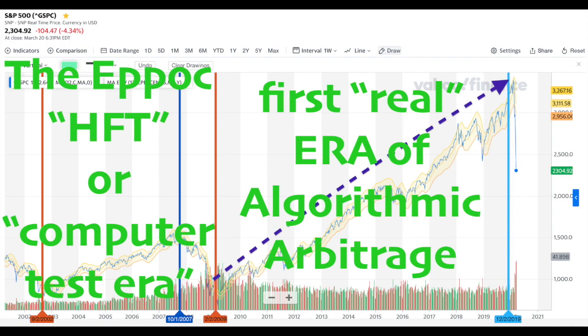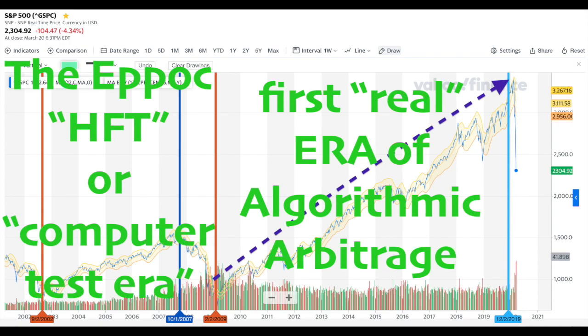I'm calling this first half, up until about 2007 to 2009, the epoch of HFT, or high frequency trading. This is the first time real algorithms at higher speeds, megahertz plus, started to get into the trading world. I wanted to separate that because I think there was a lot of testing going on after this crash in 2000, 2001.